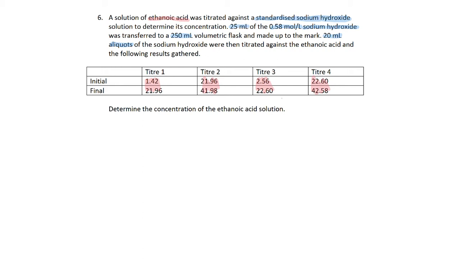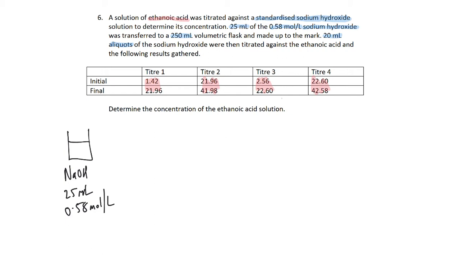Let's draw this out first and then let's start this calculation. First of all, we start off with some standardized sodium hydroxide, and we know that there are 25 mL of 0.58 mole per liter. This is our standardized substance, which means that we've probably just standardized it and we're using it to do other stuff with it.